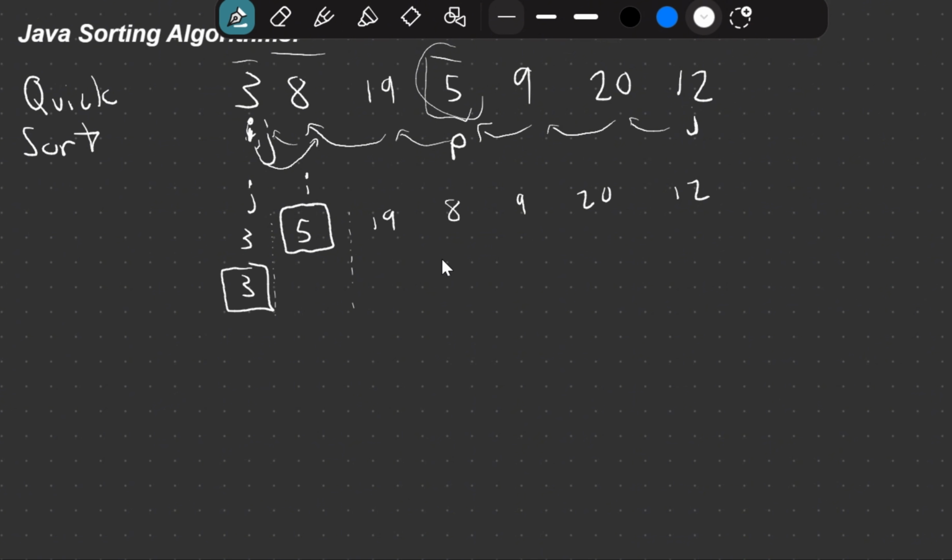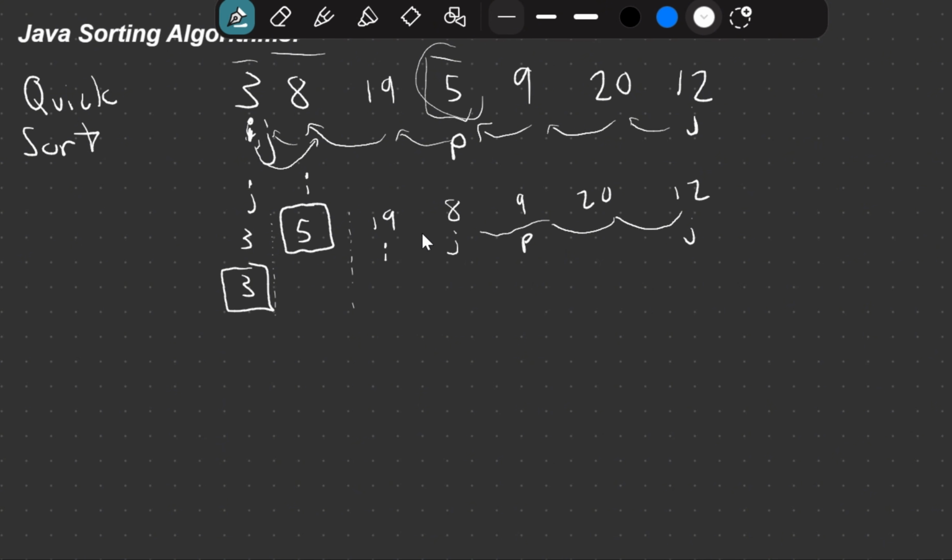And now if we're looking at the right side, we're going to do the same steps up here. So I will be on the left, pivot will be in the middle, J will be on the right, and we're going to move J to the left as long as this value is greater than or equal to this. So 12 is greater than 9, 20 is greater than 9, 9 is equal to 9, but 8 is not greater than 9. So J is going to be here. Now when we look at I, remember we move I whenever the value is less than or equal to P. So 19 is not less than 9, so I is going to stay there.